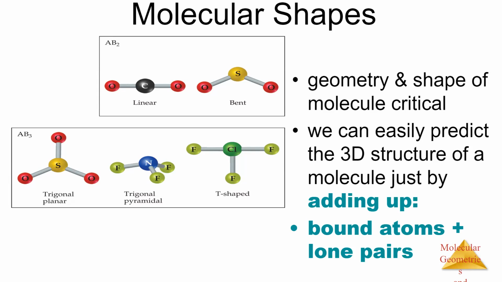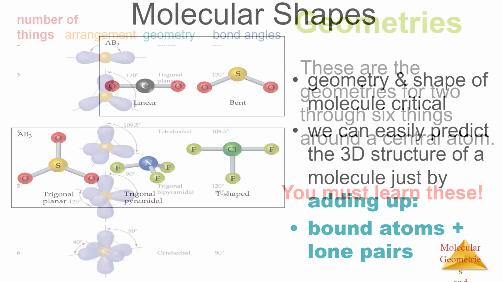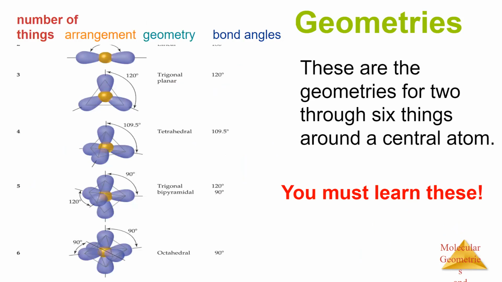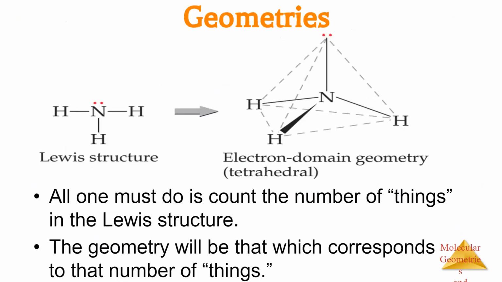So we need to look at the Lewis geometry versus the VSEPR geometry versus the molecular shapes and the relation. You need to remember these primary geometries. Linear, trigonal planar is 3 zones, tetrahedral is 4 zones, trigonal bipyramidal is 5 zones, and octahedral is 6 zones. And you must learn these.